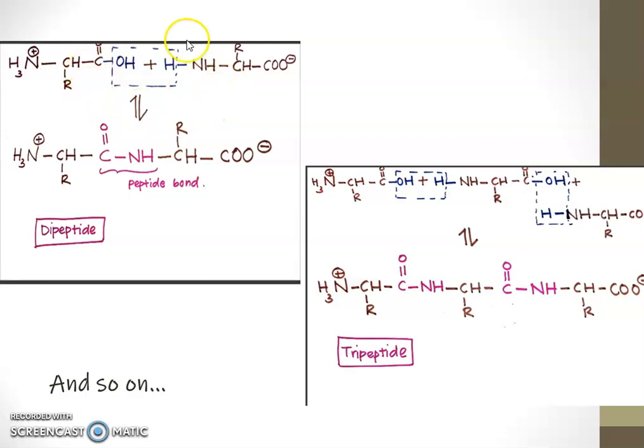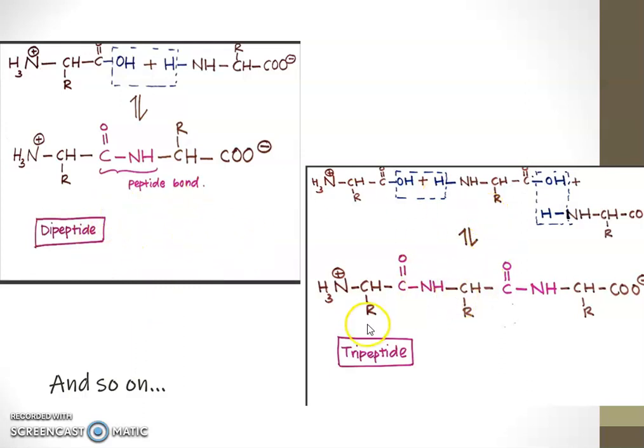So there are 2 amino acids, right? So the number of peptide bond will be 1. Why? Because n is the number of amino acids. So n-1, 2 minus 1 is 1. So the number of peptide bond is 1. And the peptide formed is a dipeptide.